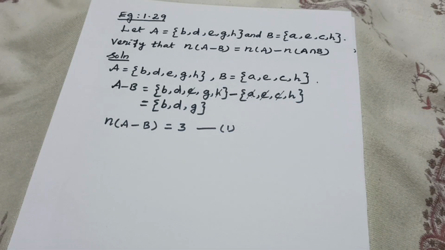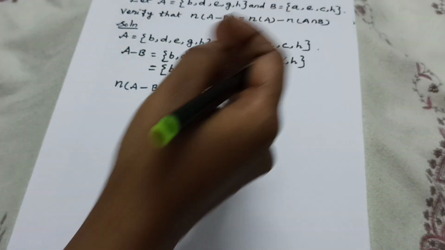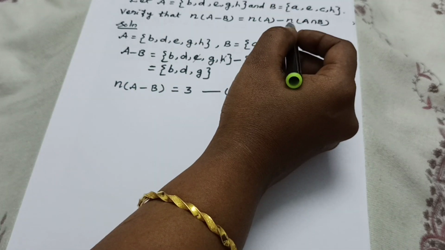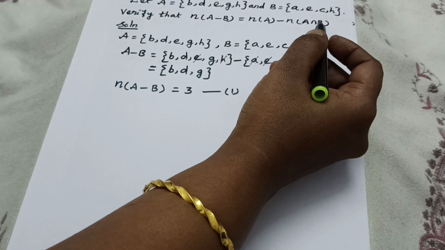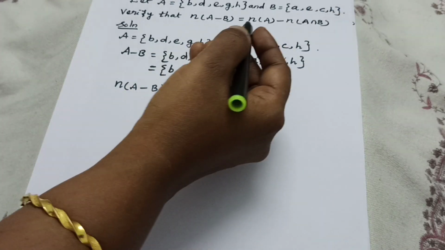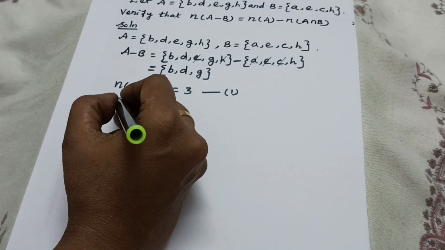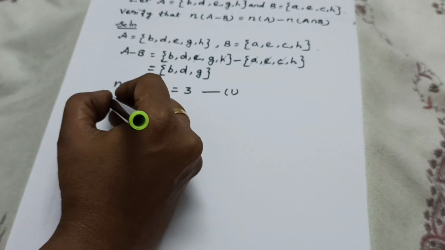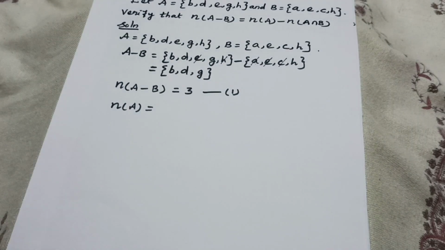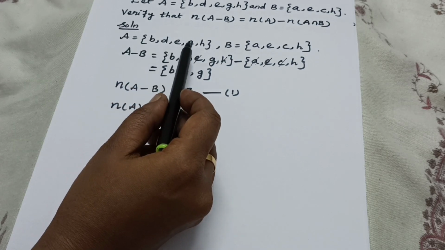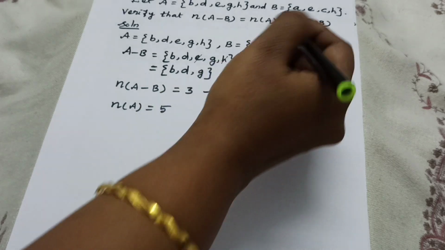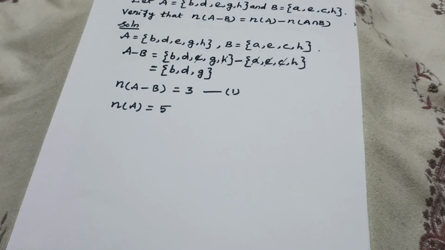1 we have to take. Okay. Then right hand side we have to take. Right hand side n of A minus n of A intersection B, isn't it? So first we have to find n of A. A we know, isn't it? So n of A we can find. n of A is equal to number of A: 1, 2, 3, 4, 5. 5 elements.